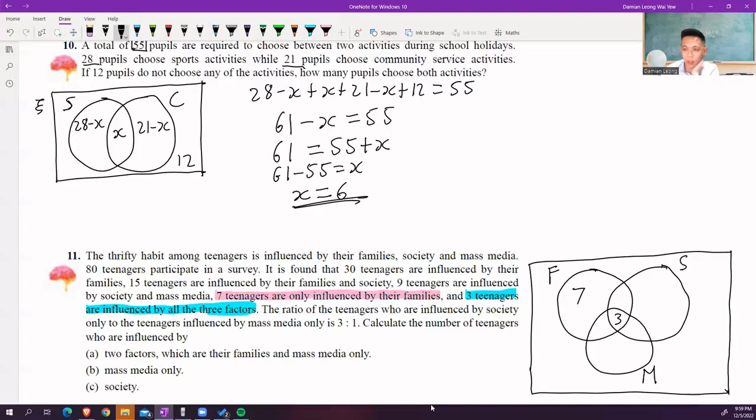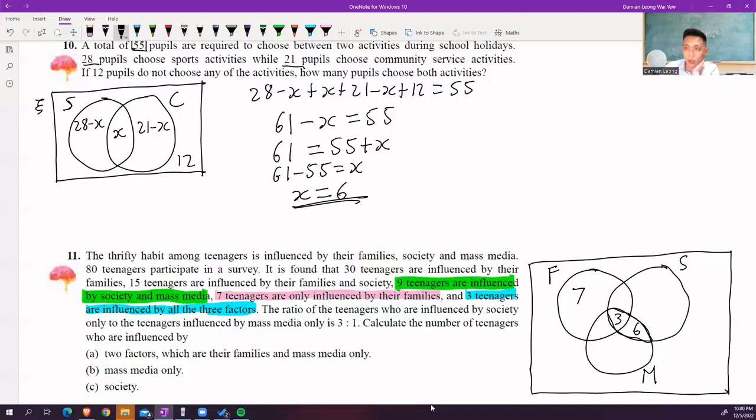Okay. Then go back to this: 9 teenagers influenced by society and mass media. Society and mass media means the intersection between S and M, here means 3 plus this should be equal to the 9. In other words, here should be 6. Yeah, 3 plus 6, 9.